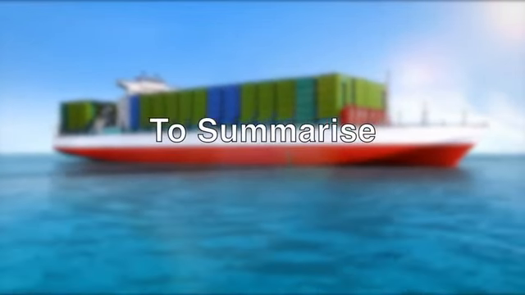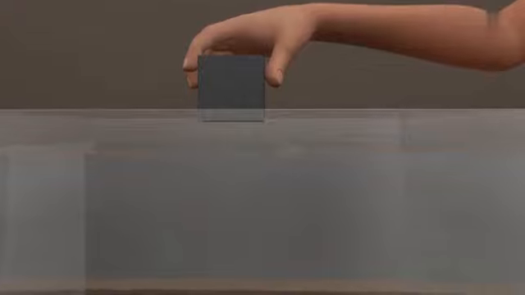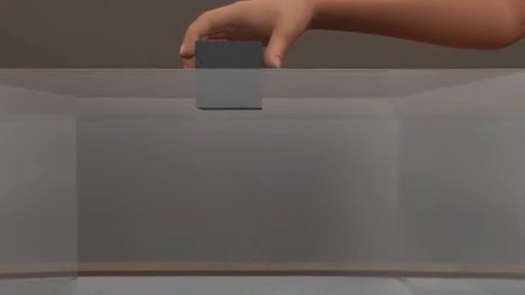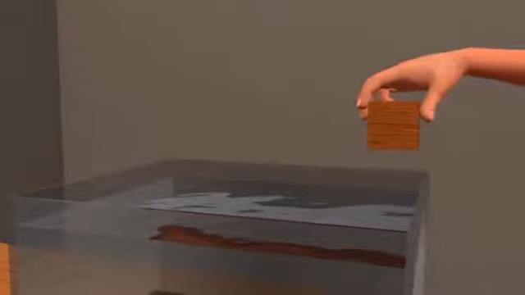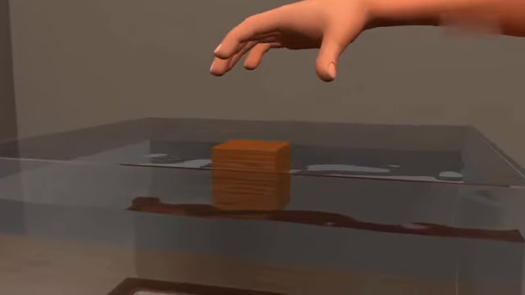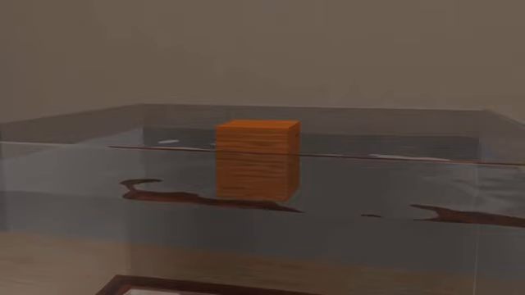To summarize, the buoyant force is an upward force that a fluid exerts on an object that is placed in it. If the object's weight is greater than the buoyant force acting on it, then it sinks. If the object's weight is equal to the buoyant force acting on it, then it neither rises nor sinks. If the object's weight is less than the buoyant force acting on it, then it floats.